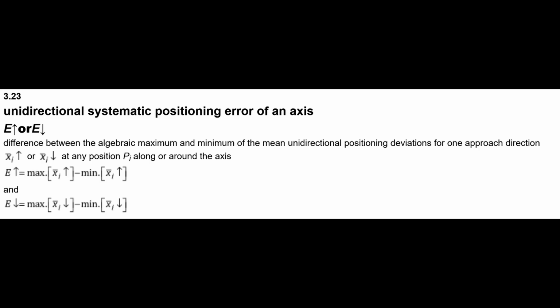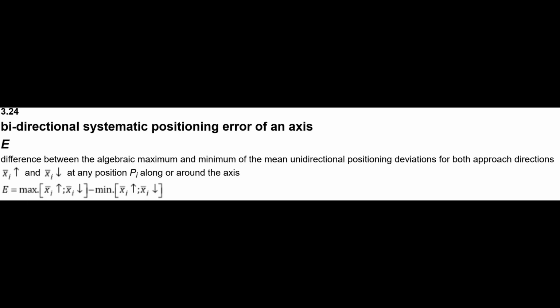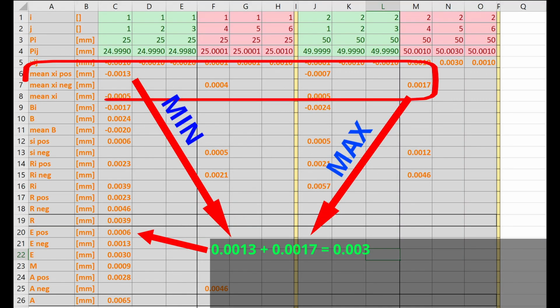Now we only need to define the positioning accuracy of an axis. For that, we'll start with point 3.23, which is the unidirectional systematic positioning error of an axis. It's calculated by subtracting the minimum mean unidirectional deviation from the maximum mean unidirectional deviation. After that, we calculate the bidirectional systematic positioning error of an axis by taking the maximum value of all mean unidirectional deviations and subtracting the minimum of the same mean deviations.